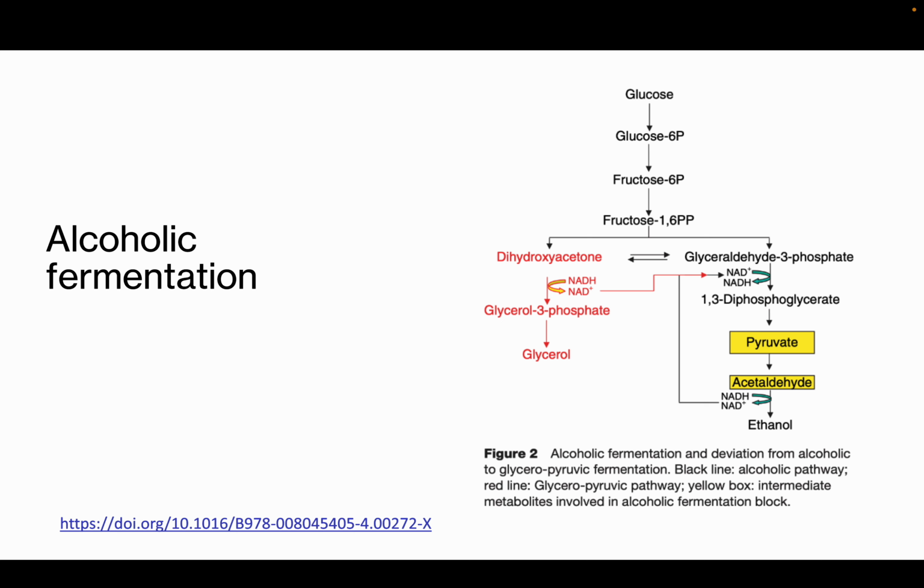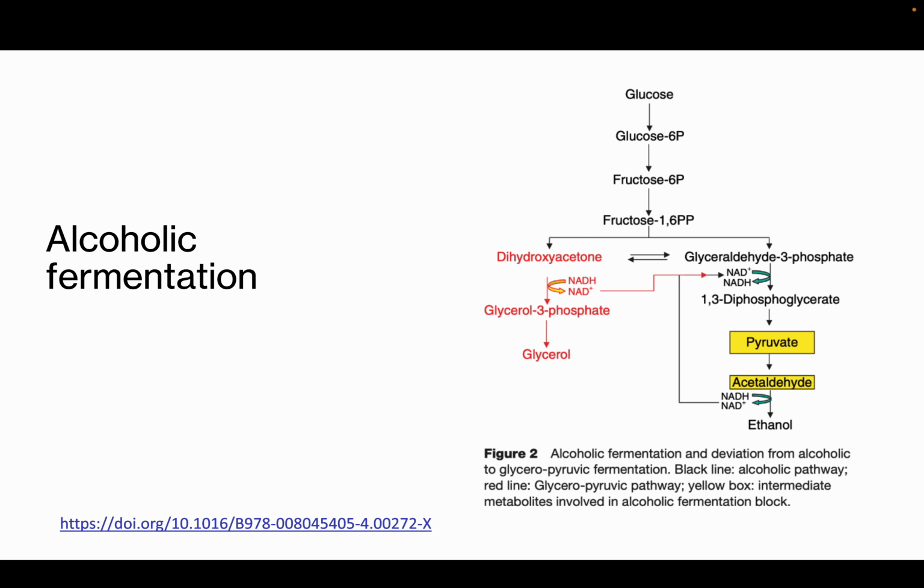In this figure, you can see two potential routes. We have alcoholic fermentation, where the end product is, as an example, ethanol, and we have the glyceropyruvic pathway, or glyceropyruvic fermentation, where the end product is glycerol. So your microbe carrying out glycolysis of glucose to end products may utilize either of the two pathways depending on the condition.